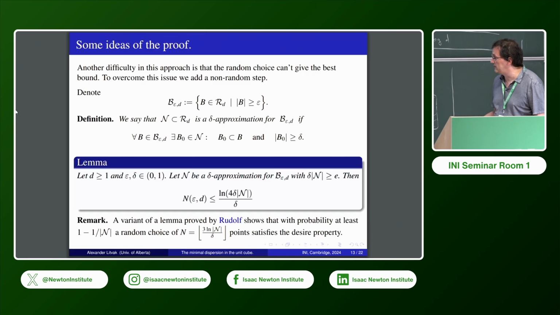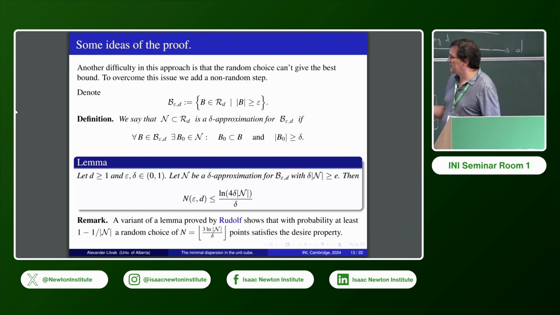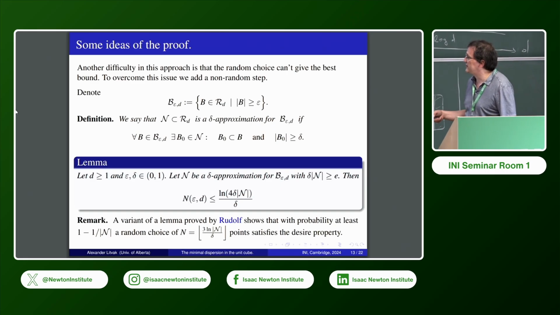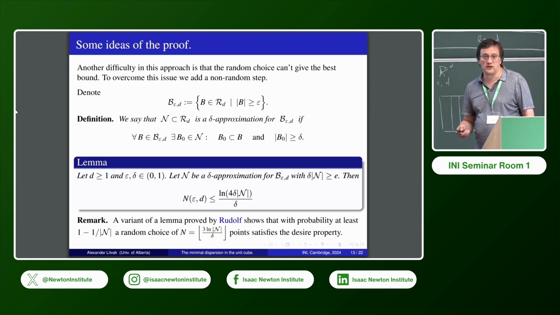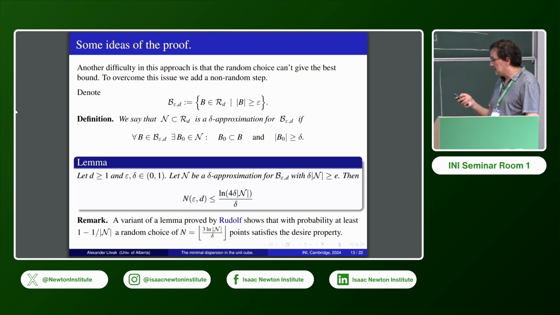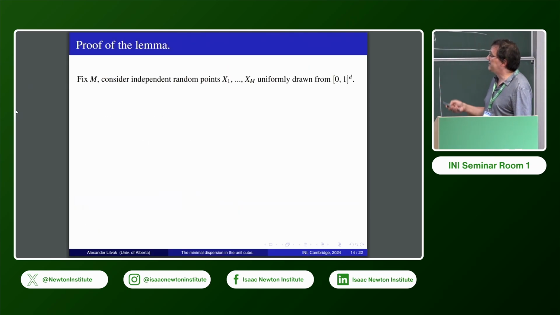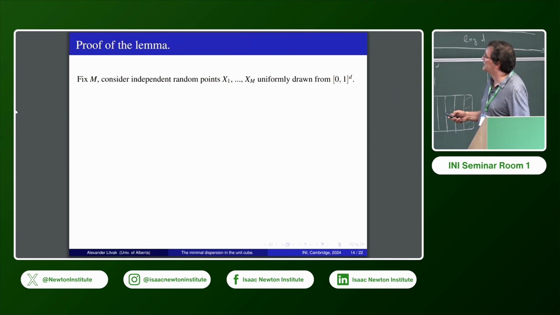If we don't have it, then the lemma proved by Rudolf, and variants of this lemma proved in later papers, would give this bound. So the difference is having delta inside, and it is crucial to remove the log of 1 over epsilon. So I will show a proof very briefly because it's relatively simple.